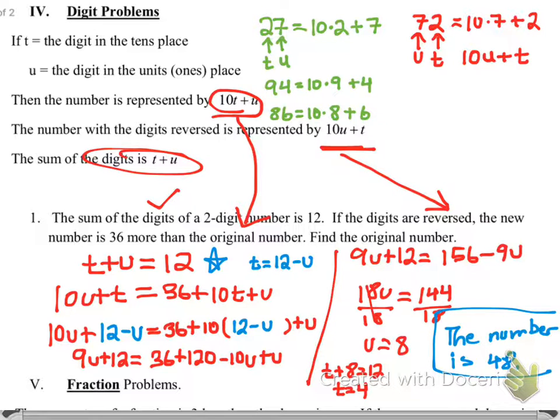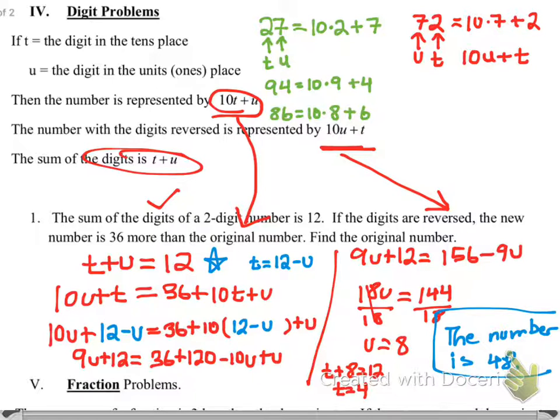Okay, so I solved it by substitution. I got t by itself, and then in the other equation, I plugged in everything for t, and my u ended up being 8. And then when I plugged in the 8, my t was equal to 4. So my original 2-digit number happened to be 48.